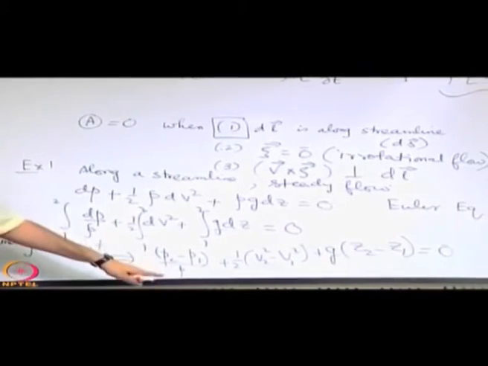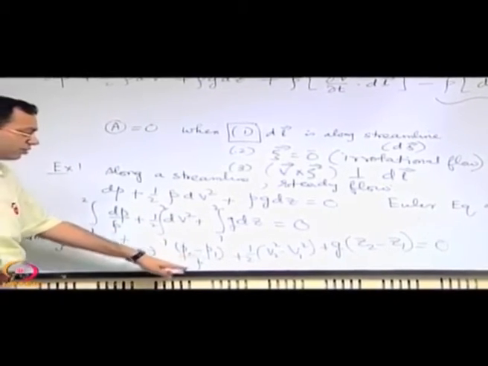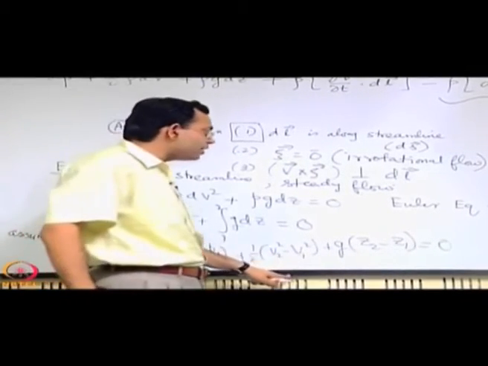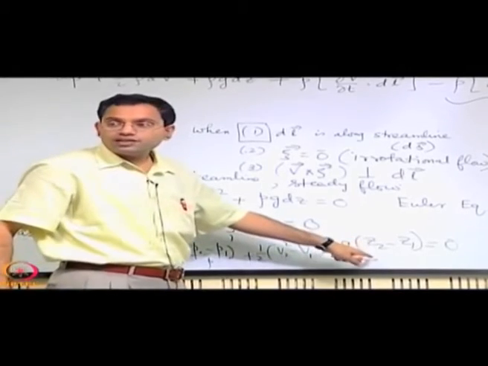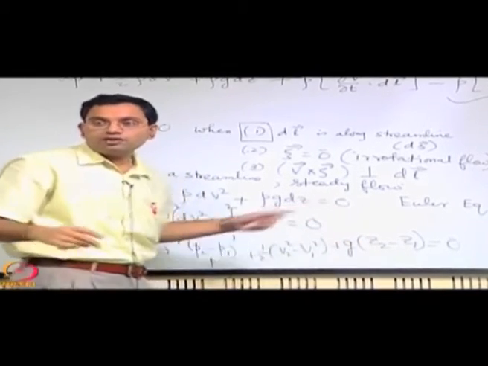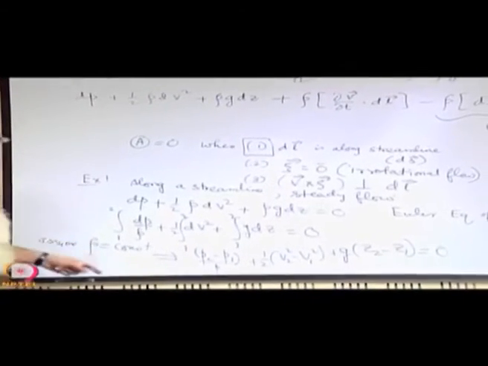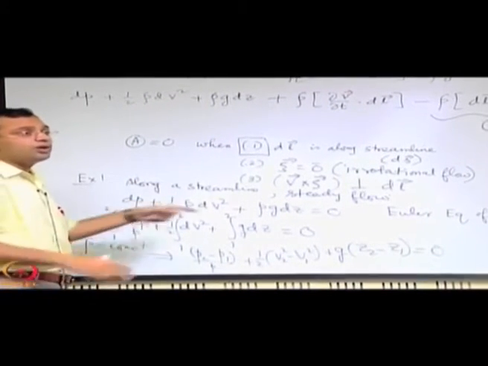This is nothing but the Bernoulli's equation, that is P1 by rho plus V1 square by 2 plus g Z1 is equal to P2 by rho plus V2 square by 2 plus g Z2. So it is in fact the Bernoulli's equation. Now you tell me what are the assumptions that we followed in deriving this. So this is the Bernoulli's equation.